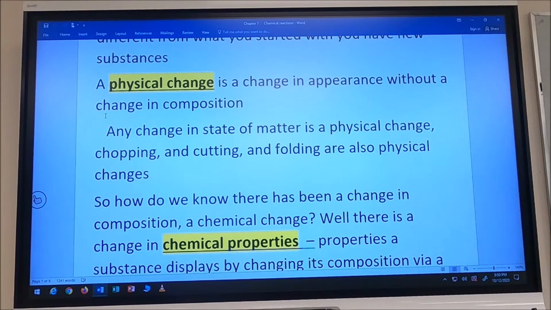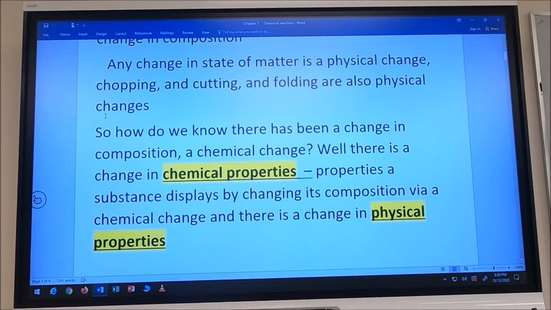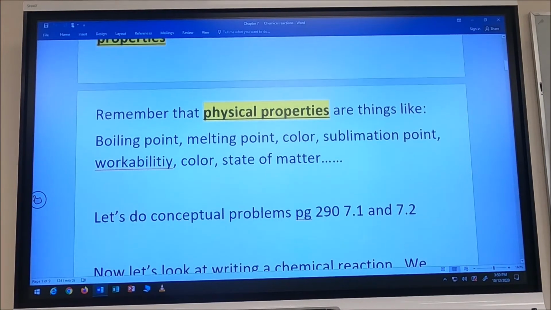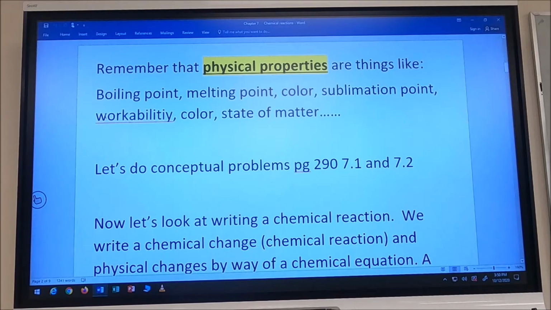So, how do we know there's been a change in composition? Well, think about the lab we did where we looked at that series of reactions. And we noticed that we had a change in composition because we had a change in physical properties, like going to be a gas or becoming a liquid or becoming a solid. And we have changes in chemical properties. So when a chemical reaction happens, we create new substances that have different properties. So physical properties, remember, are melting point, boiling point, color, sublimation point, workability, state of matter, all of these things.